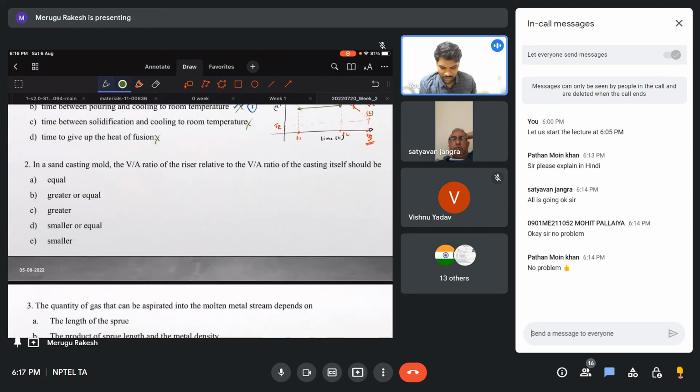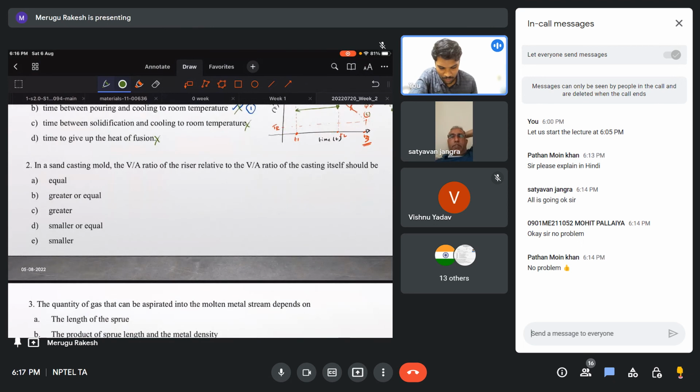So the second question. In sand casting mold, the volume to area ratio. Yeah, any questions?